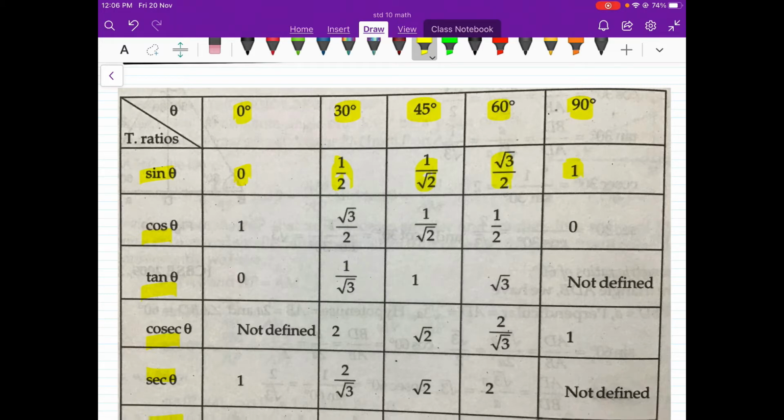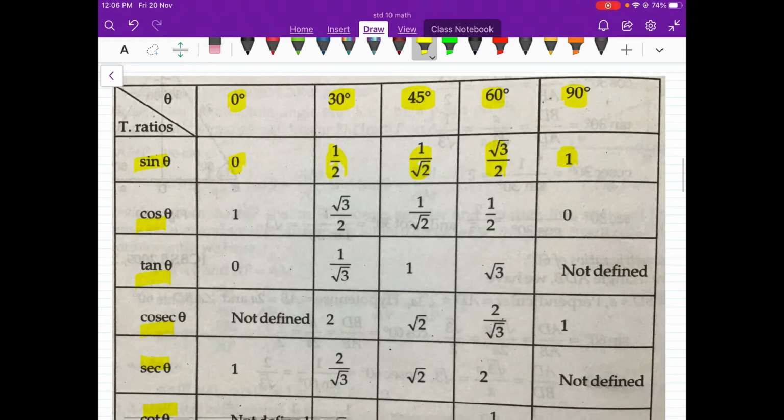Now this is a table having 30 values. What you have to do is write down the first line and memorize it. Then cos is just the reverse: if this is 1, this will come 1; if this is root 3 upon 2, this will come. It is just like cross multiplication. If this is 1 upon 2, this will be 1 upon 2, and this center is 1 upon root 2. And if this is 0, the last will come 0.